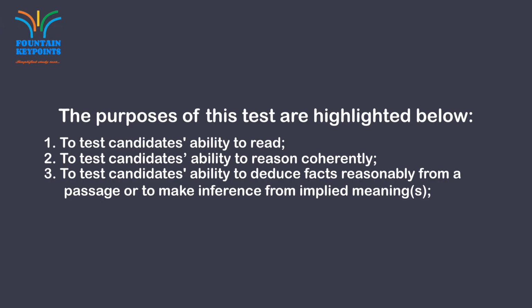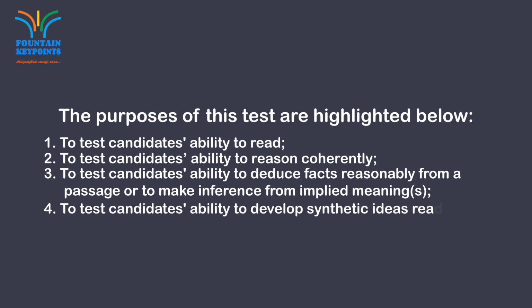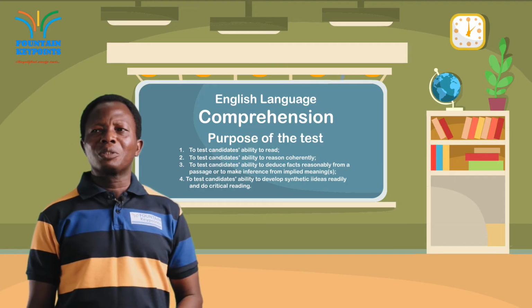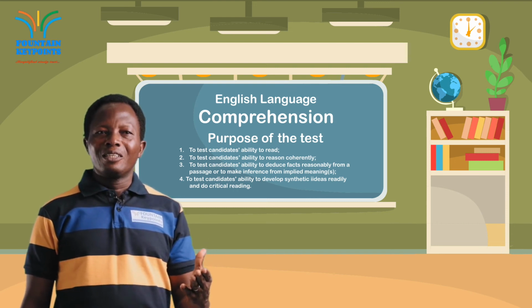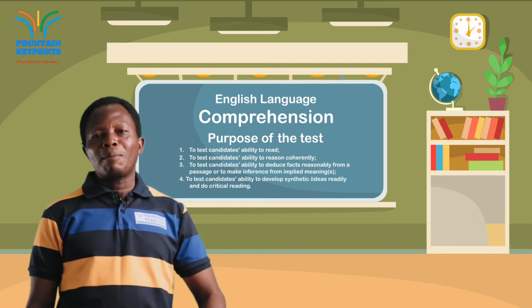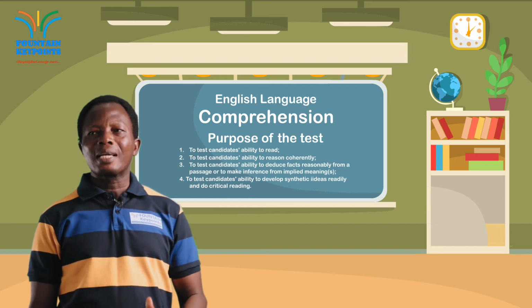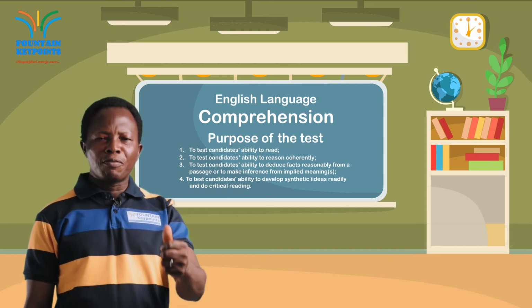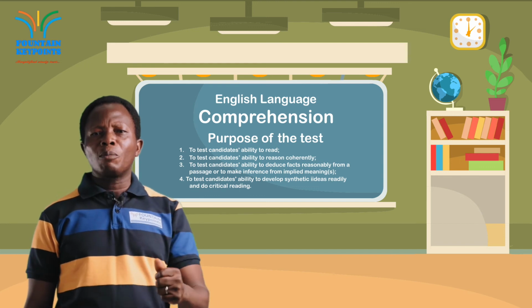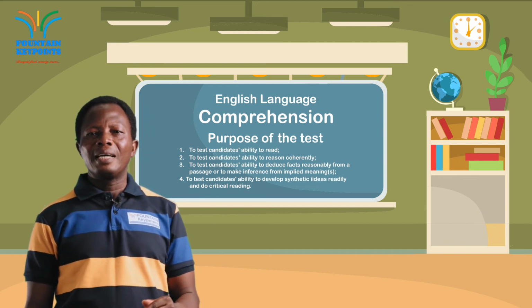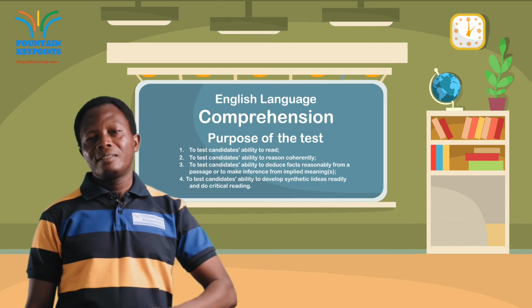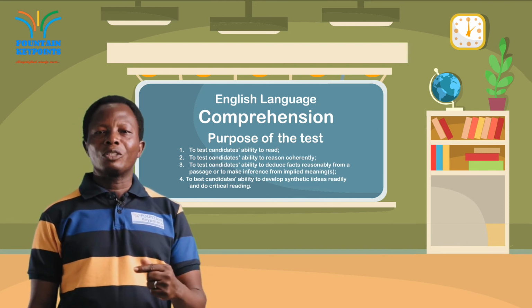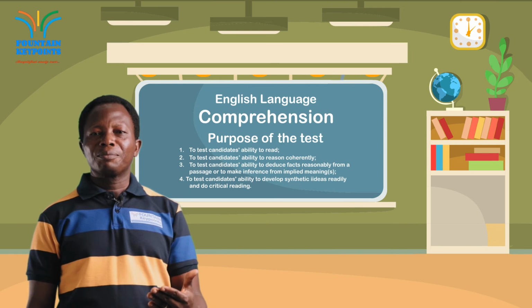Number 4, the purpose of comprehension is to test candidates' ability to develop synthetic ideas readily and do critical reading. When we talk about synthetic ideas, we're talking about previous knowledge, things that are not included in a passage. Outside the passage, you get a piece of information from previous knowledge and then combine it with a piece of information from the passage before you. Then you have what we call a synthetic idea.